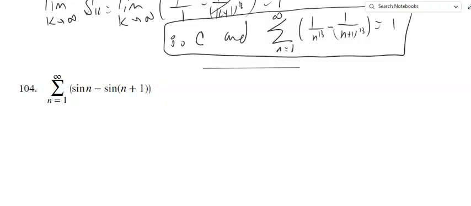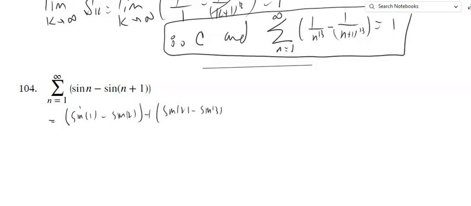Again, telescoping terms cancel out all the time. So anytime they say evaluate an infinite series, it's either geometric or you're going to use telescoping. Those are the only two we're going to use. Well, if I use n equal 1, that's sine of 1 minus sine of 2. n equal 2, sine of 2 minus sine of 3. n equal 3, sine of 3 minus sine of 4. And maybe one more just because, again, you're new to this. Sine of 4 minus sine of 5.